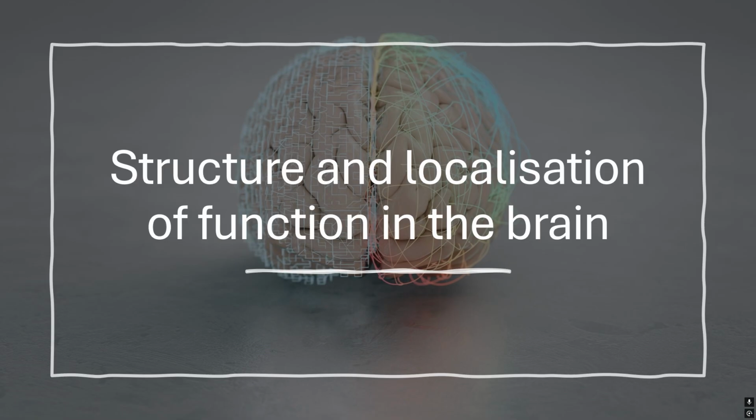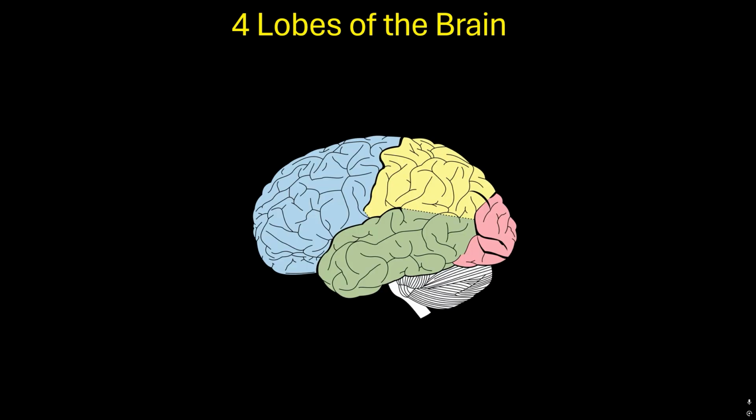Structure and localization of function in the brain. So now we're going to look a little deeper into the different areas of the brain and neuroanatomy. The brain is divided up into 4 lobes. Here we can see blue, yellow, green, and red. We also have in white the cerebellum, but we're not going to be looking at that as a lobe right now. This first blue area is our frontal lobe, and the frontal lobe is responsible for things such as our thinking, speaking, memory, and movement.